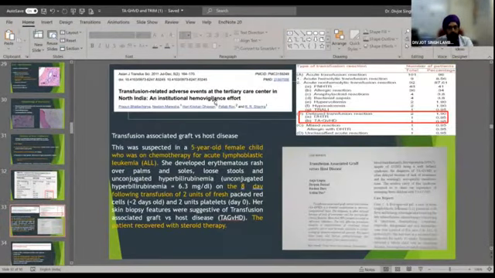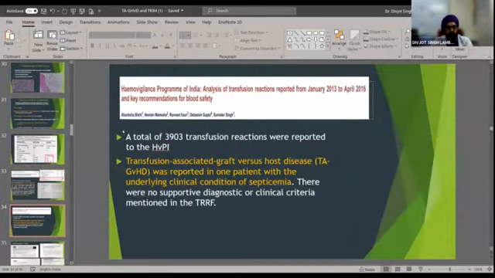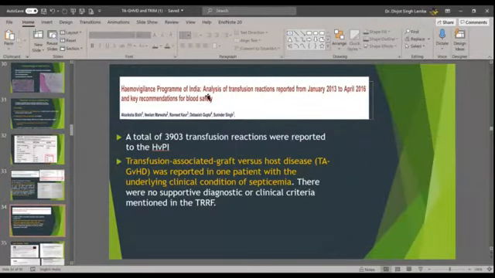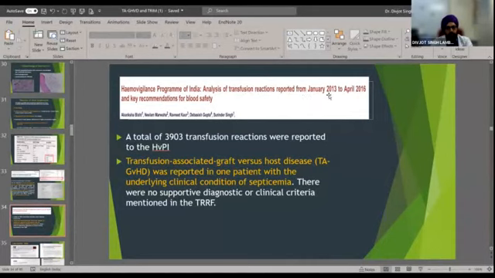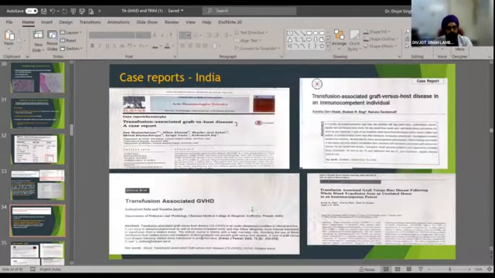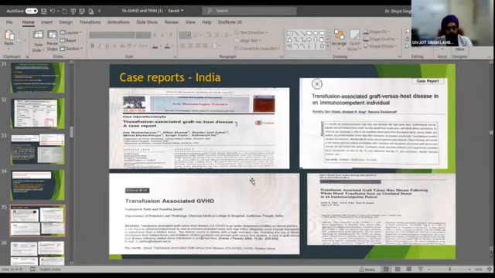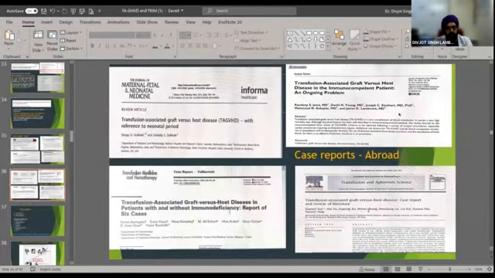Then transfusion-related adverse events at the tertiary care center. This is an Indian study from our center, in which TA-GVHD is a rare event. One out of a total of 300 reactions that were studied was found, and a case report has been reported from an institute. Then another hemovigilance program from India, in which analysis of reactions was done from 2013 to 2016, a 3-year period, and only one patient was reported with GVHD with underlying sepsis, and there was no supportive diagnosis. So there are few case reports from India and from abroad as well.